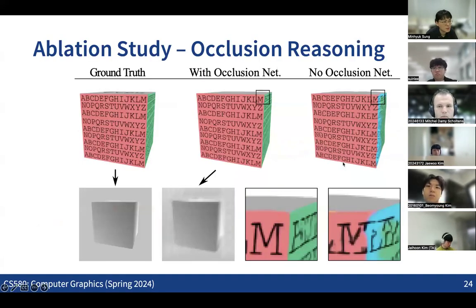And this is also the comparison when you use the occlusion neural network or when you do not use the occlusion neural network. As you can see, when you have some notion of visibility, we can get better outputs. At the time, this was a very impressive work in terms of reconstructing all these tiny details. We see all the letters, and especially when you use the occlusion neural network, we can get more precise outputs like this.